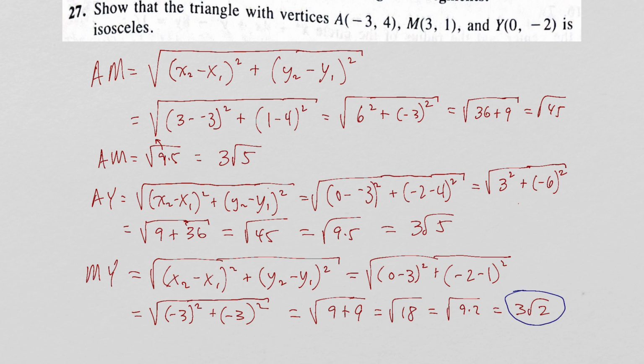We have the distance between 2 of the points, this is the distance between 2 of the points, and this is the distance between 2 of the points. Because 2 of those distances are equal, this is an isosceles triangle.